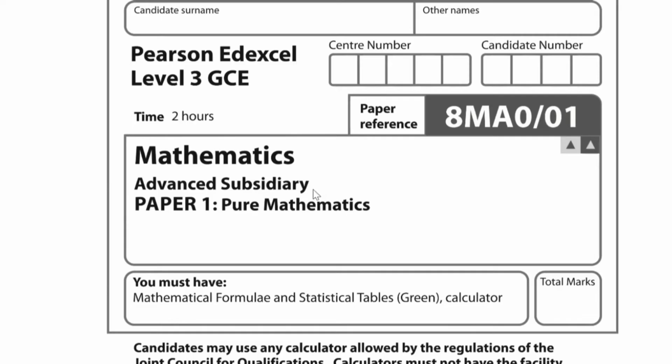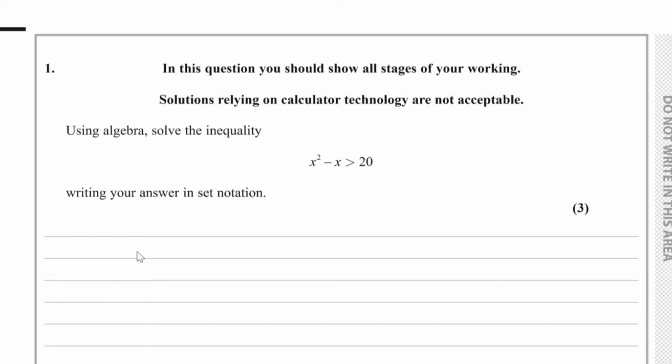This is the EdExcel AS Level Maths Paper 1, covering the Pure Maths section, and it's from the 2021 series. Question number 1. In this question, you should show all stages of your working. Solutions relying on calculator technology are not acceptable.